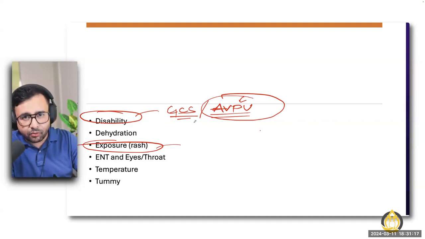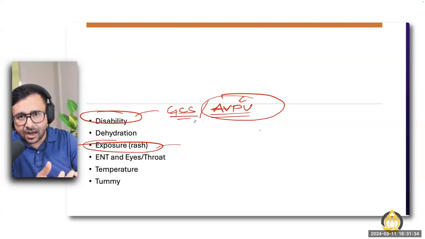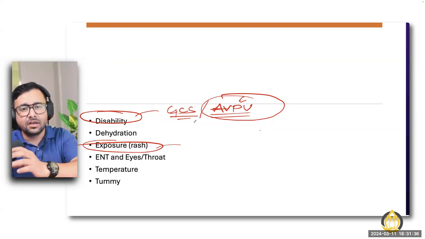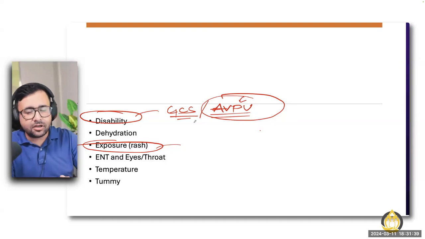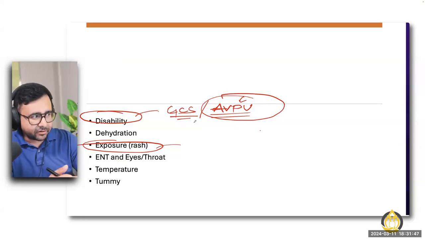In case of children, in addition to this, you should also be looking for other things which indicate emergencies. For example, you should be looking at hydration status. You can check the skin turgor. You can check if the eyes are moist or not. You can check if the mouth and oral cavity are moist or not. In case of very small children, you can check the fontanelles, and that way you can decide whether the child is dehydrated or looks adequately hydrated.